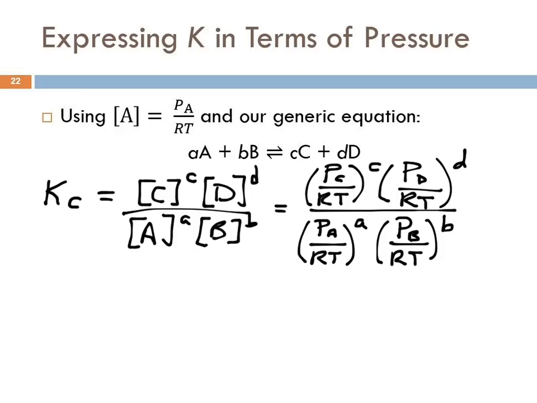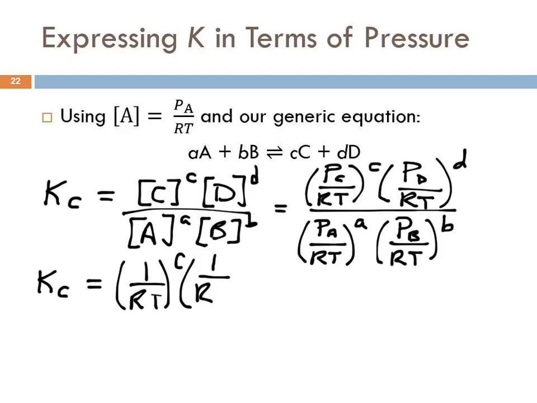That's a big mess, isn't it? We need to factor some things out. So there's RTs all over the place. Let's factor those RTs out and see what we end up with. So we still have Kc being equal to, now I've got 1 over RT to the c and 1 over RT to the d. I'm doing this the long, hard way. I'll probably regret that when I run out of space.